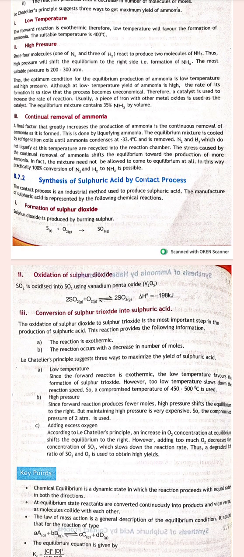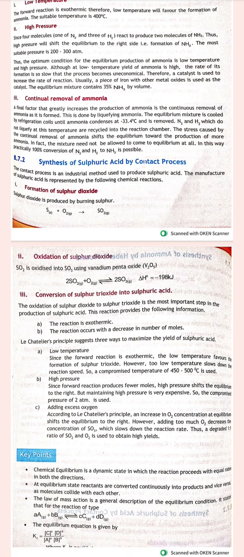Continuous removal of ammonia. The final factor that greatly increases the production of ammonia is the continuous removal of ammonia. This is done by liquefying ammonia. The equilibrium mixture is cooled by refrigeration coils until ammonia condenses at minus 33.4 and is removed. N2 and H2, which do not liquefy at this temperature, are recycled into the reaction mixture. The stress caused by the continuous removal of ammonia shifts the equilibrium towards the production of more ammonia. In fact, the mixture need not be allowed to come to equilibrium at all. In this way, practically 100% conversion of N2 and H2 to ammonia occurs.